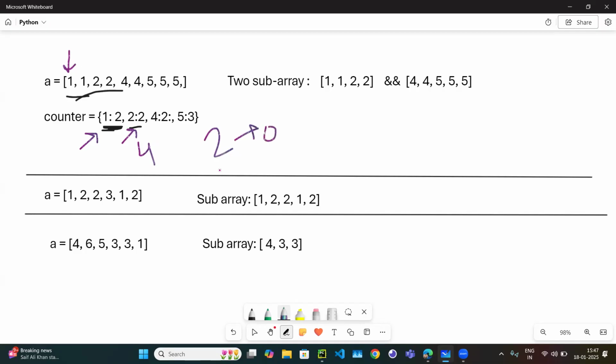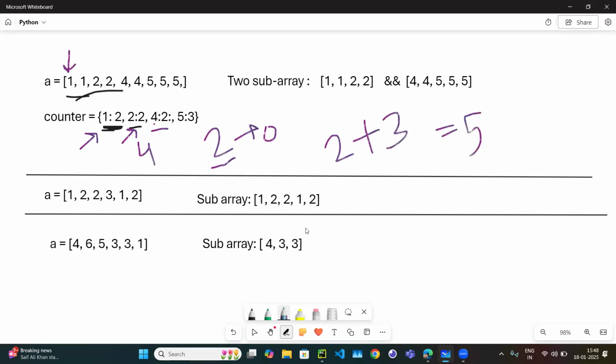No. So one array will be 2, 2, which is less than 4. So max length is still 4. Then I am picking the 4. Frequency of 4 is 2, so 2 plus. Then I am checking whether 5 exists. So 5 exists. What is the frequency of 5? 3. 2 plus 3 is 5.